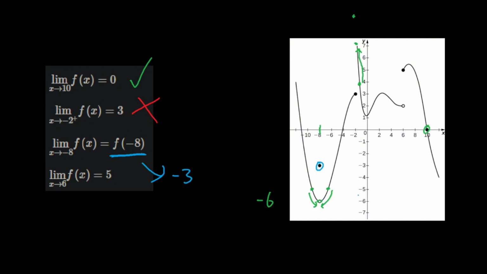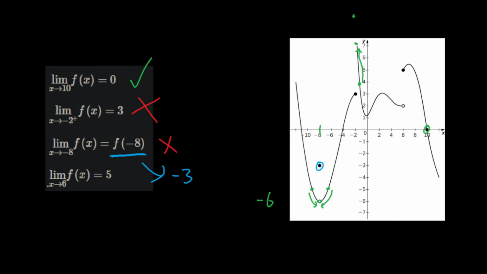But the limit equals negative 6, since limits kind of ignore the holes. It just pretends like the function was continuous in the first place. So this is not true, because the function value is negative 3 and the limit value is negative 6. These two are not equal to each other.